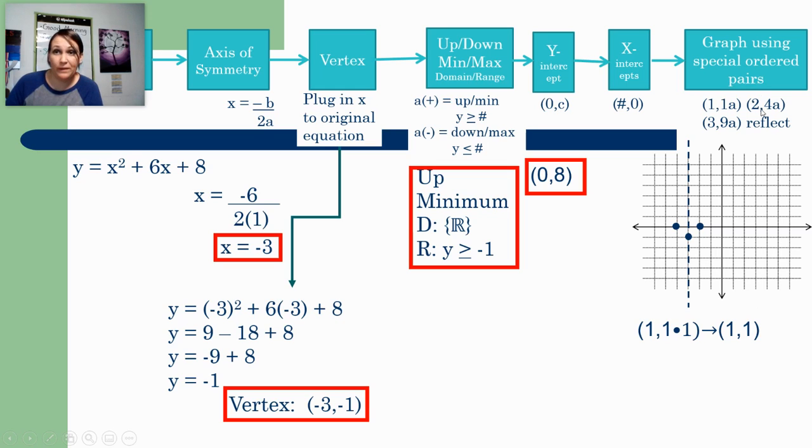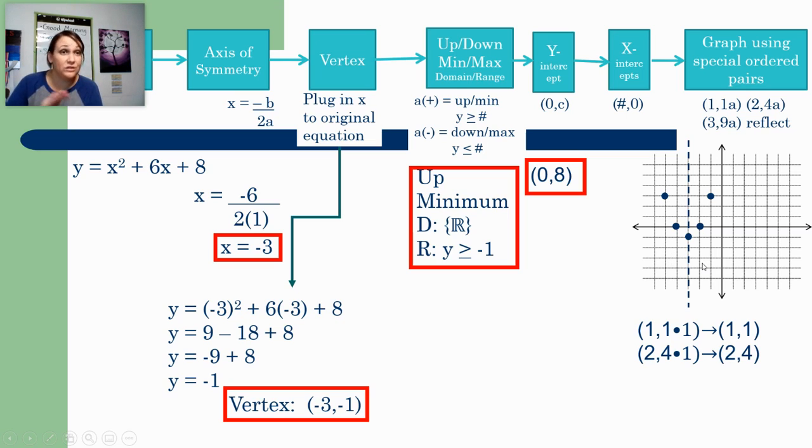My next special ordered pair, 2, 4. 4 times 1 is still 4. So just remember, always put your pencil back on the vertex. So all the way down here. And then go right 2 and up 1, 2, 3, 4. You want to reflect on this side as well.